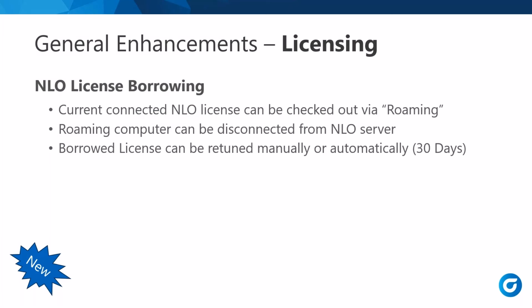The first one is NLO license borrowing. If you have a network license at your facility and you share licenses, you will now be able to check out what we call a roaming license. You check it out, for instance, on a laptop, and then roam with it. So you could take it home over the weekend, or if you're away for a week, and it will still use up that seat, those items that you've selected, but it will keep it local on your computer.